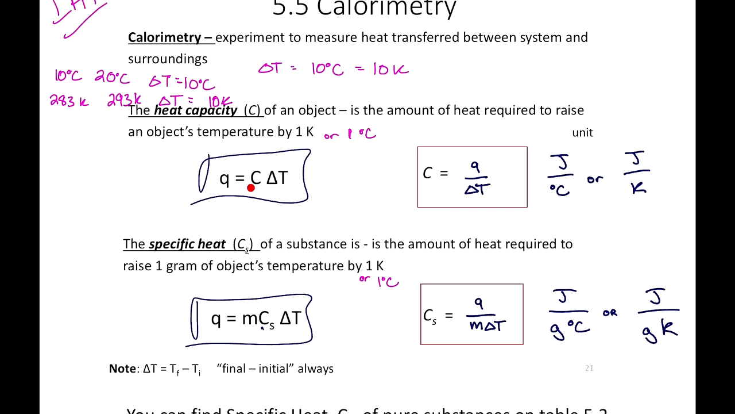Are we talking about heat capacity for a whole object, or are we talking about specific heat, the identity of an object? All right, and so the idea here also is delta T is always final minus initial, always, always. Any delta, like delta V, it's always final minus initial. So keep that in mind so we get our signs straight.